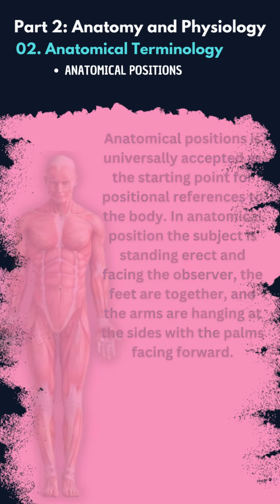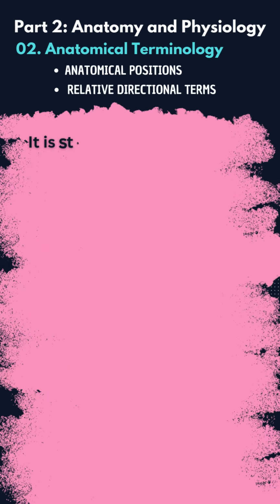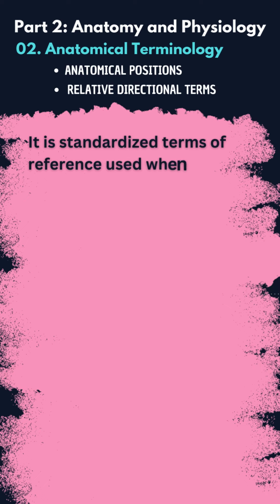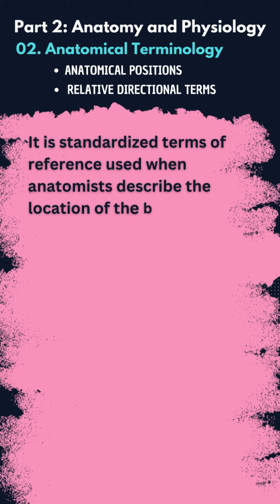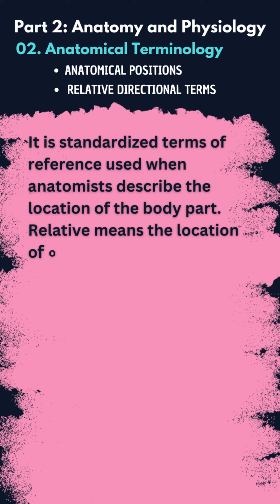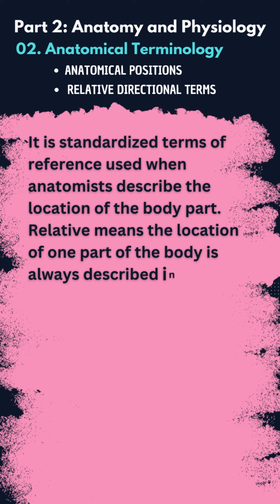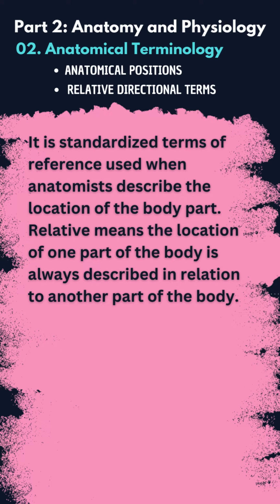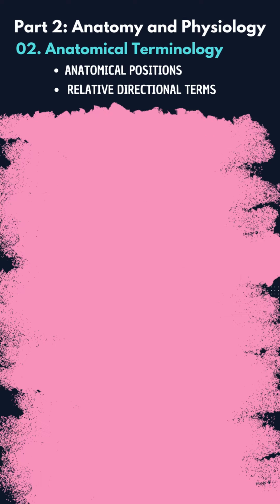Now coming to relative directional terms, these are standardized terms of reference used when anatomists describe the location of a body part. Relative means the location of one part of the body is always described in relation to another part of the body. Let's go through some relative directional terms for better understanding. Let's focus on the screen.